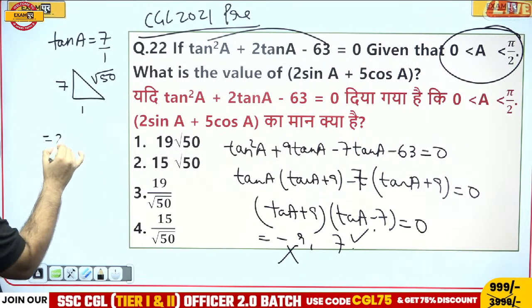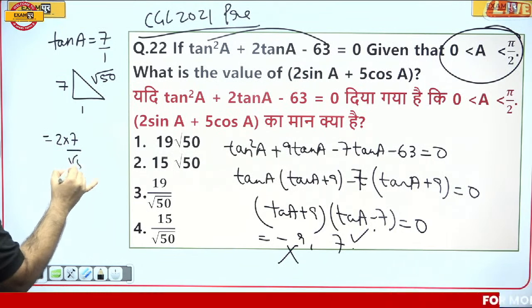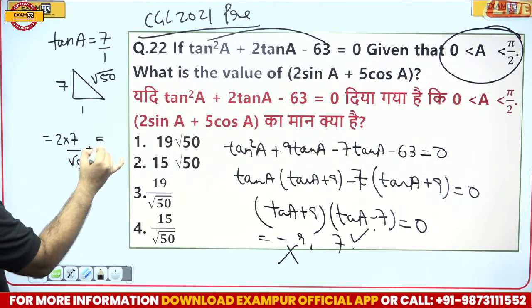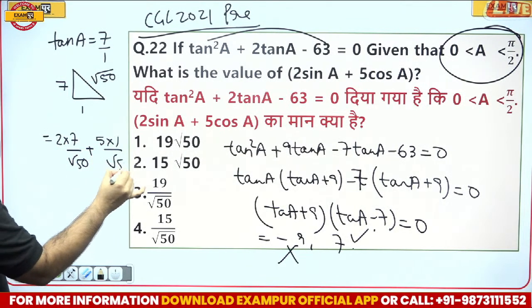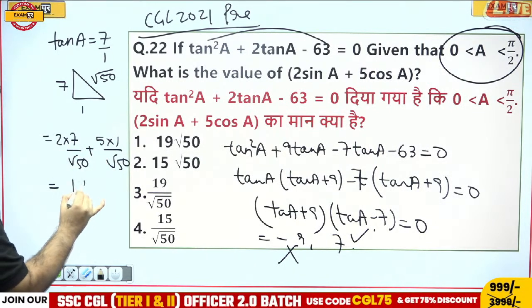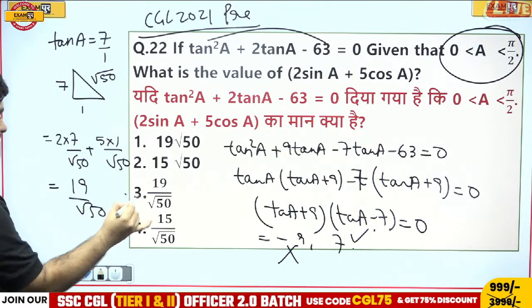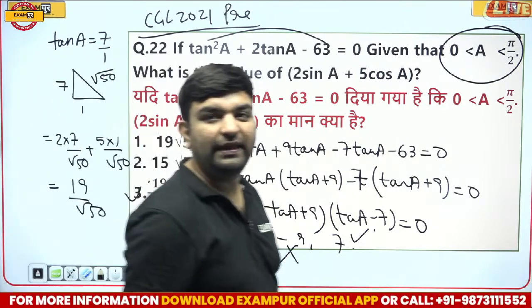What is 2 sin A? 2 into 7 by root 50. What is 5 cos A? 5 into 1 by root 50. 14 plus 5, 19 by root 50 is the answer.